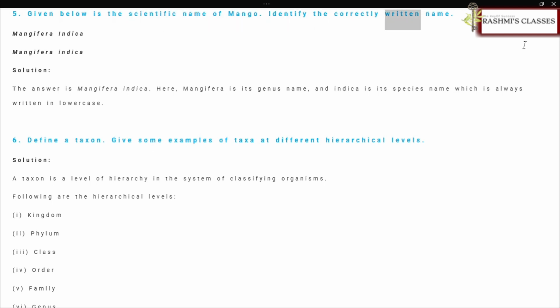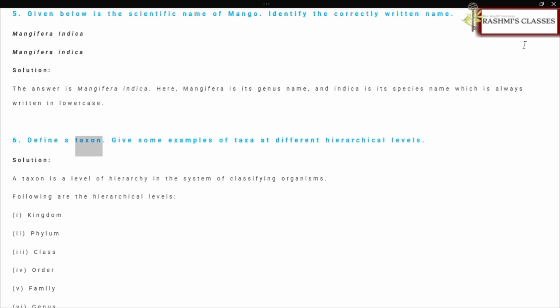5. Given below is the scientific name of mango. Identify the correctly written name. Mangifera indica or Mangifera Indica. Solution. The answer is Mangifera indica. Here, Mangifera is its genus name, and indica is its species name, which is always written in lowercase.